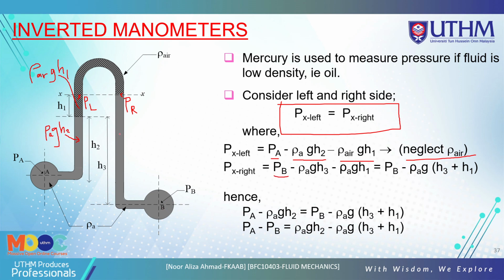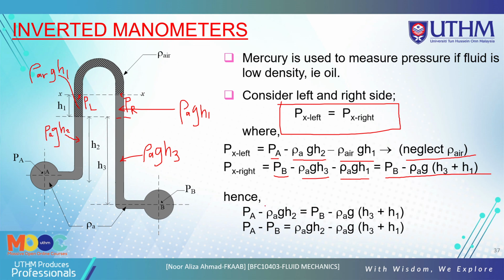Okay, minus the density A g h3 here. So they have the density A g h3 and also here density A g h1. Okay, they have this side here, density A g h1. So you get this one. Okay, so we get PB minus density A times g times (h3 plus h1), okay, from this equation. So hence P left is equal to P right.